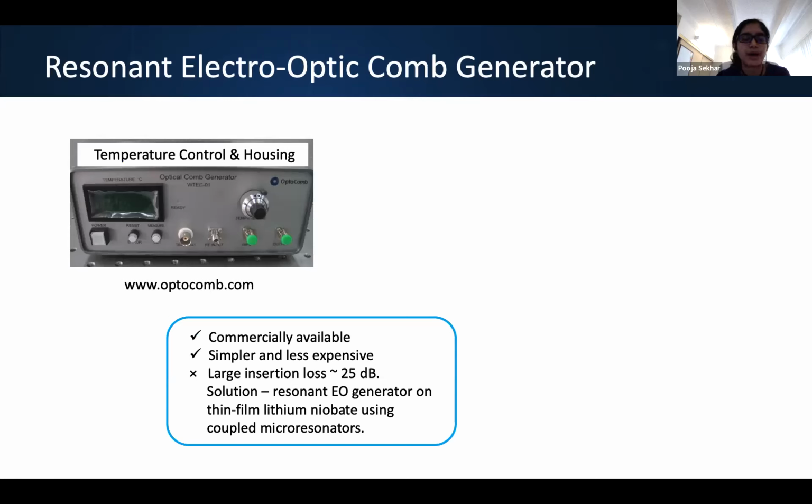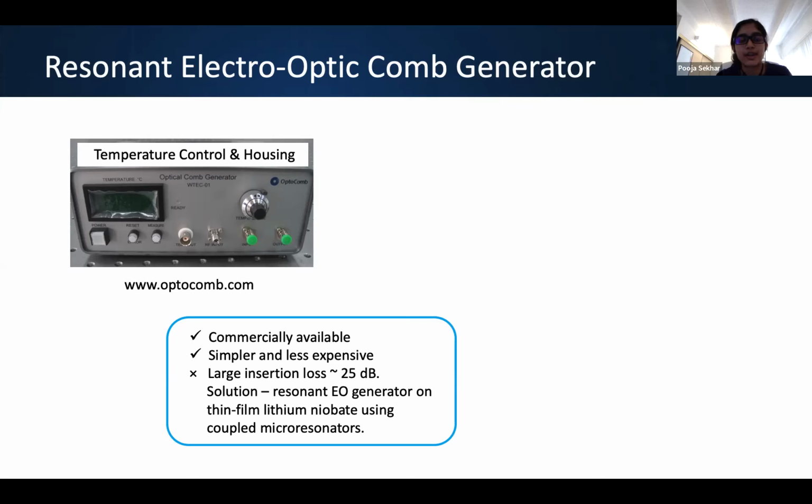However, it comes with a drawback also. It has a large insertion loss of approximately 25 dB. And this will result in some critical issues with respect to the broadband noise, which we'll discuss towards the end of this talk.